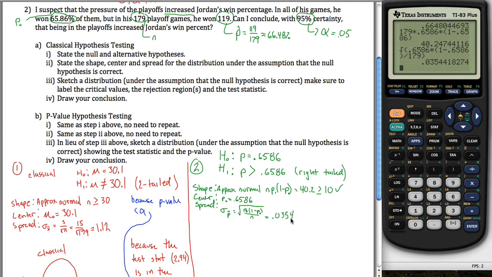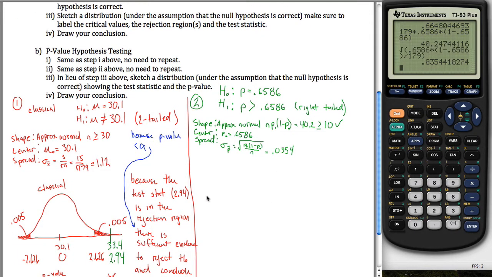In other words, 3.54% is our spread. When we draw this picture that we're going to do down here, I kind of ran out of room last time, so maybe I can be smarter about it this time, or maybe not. There's my approximately normal distribution. It's approximately normal because it says shape's approximately normal. The center is 0.6586, which has a z-score of 0.